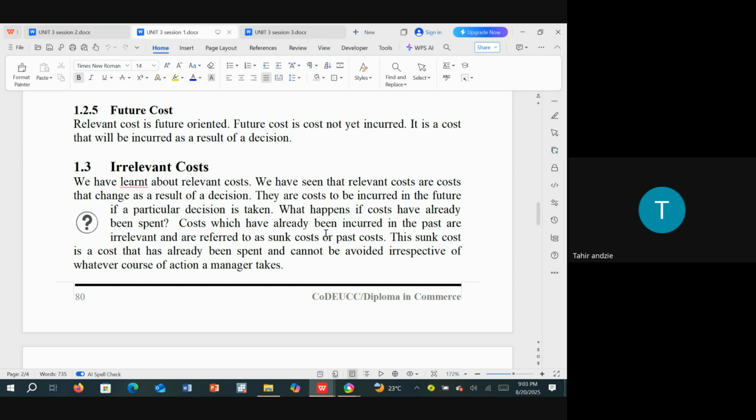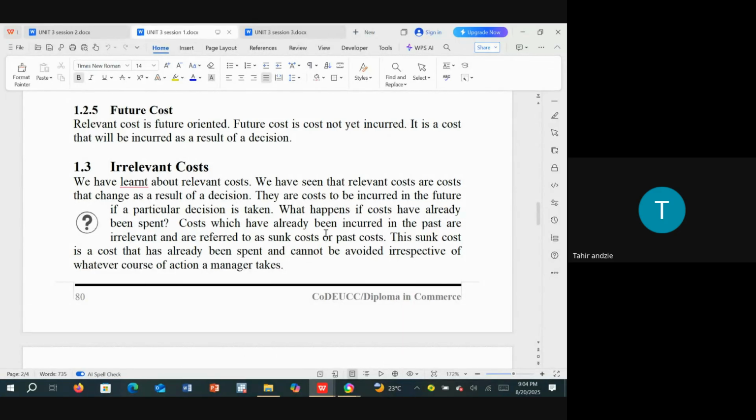So if a cost has already been incurred and will not change or be influenced by any decision management takes, such costs are irrelevant costs. For example, if you have rented a house and you have paid the rent for the month, and then in the middle of the month you decide to leave, you cannot say that you are going to collect the rent you paid for that month. It's a sunk cost. It's a cost that has already been paid. You cannot change it, you cannot correct it, it will not be influenced by your decision.